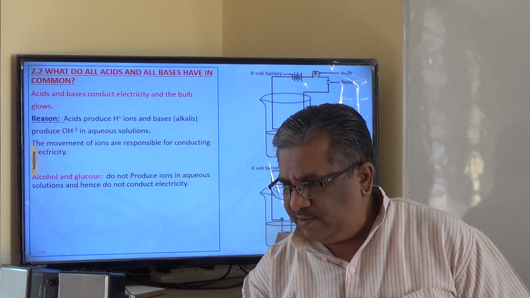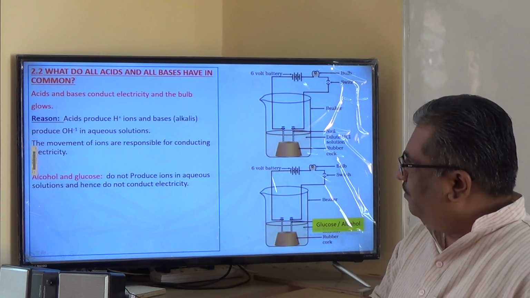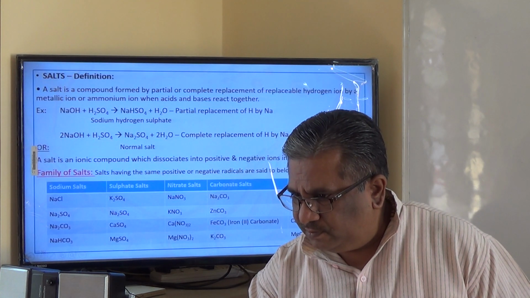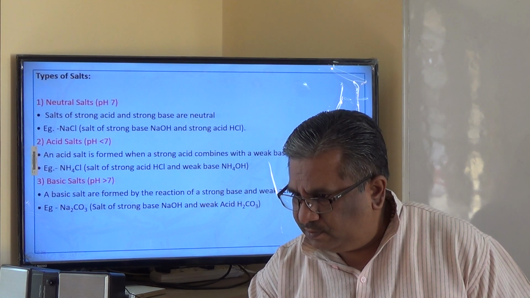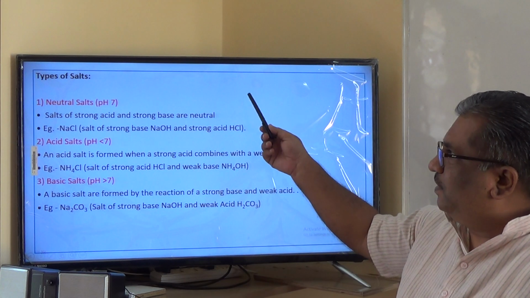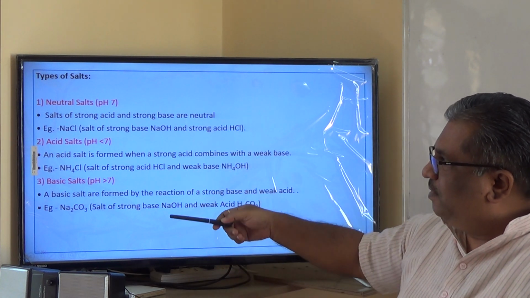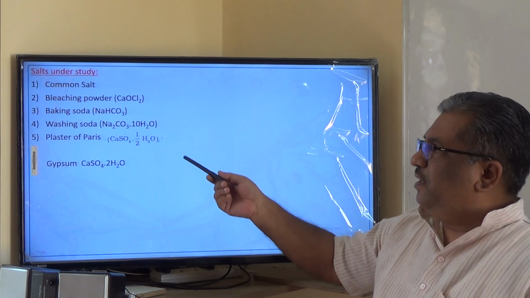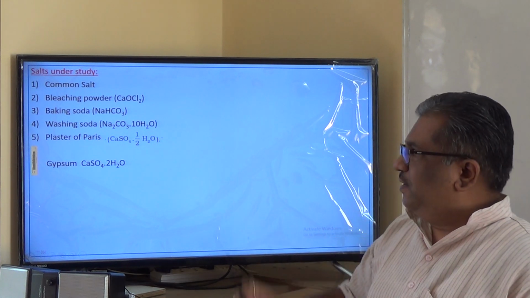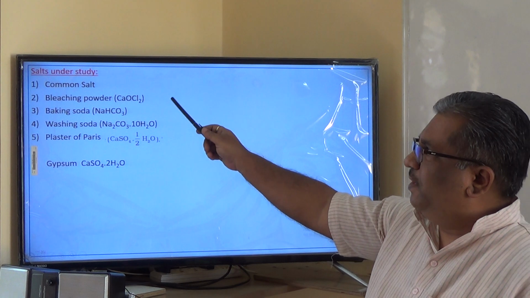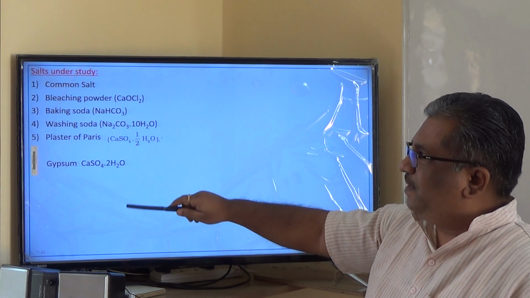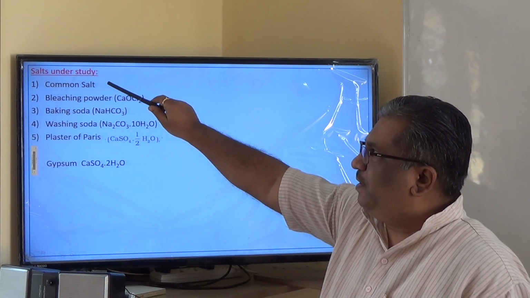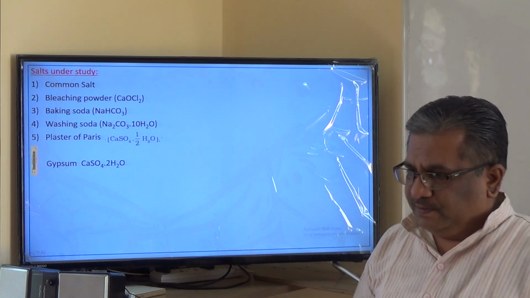I think you have noted down already these slides. If not, note down also. These are types of the salts: neutral, acid, basic. Note down. Here are the salts under study which I had listed. From this slide you can note down all this: common salt, bleaching powder, baking soda, washing soda, plaster of Paris, gypsum. These two we are collectively studying, and we have completed common salt and bleaching powder as of now, that you can note down.